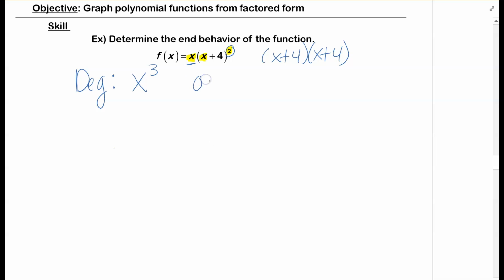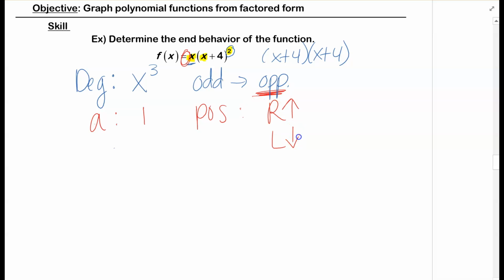And x to the third, 3 is odd. And odd tells you opposite. And then I need to figure out my leading coefficient, my a value. Notice I don't have anything right here, so that tells me it's going to be a positive 1. So 1 is positive. And then positive again tells me which way my right side goes. So my right side is positive, which means it's going to go up. And because this is opposite, the left goes in the opposite direction of the right side, so the left would go down.